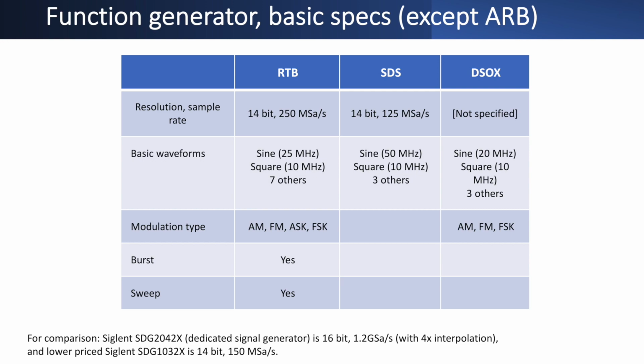The lower price Siglent SDG1032X that I also showed earlier in the video is 14 bits, so that's more comparable to your oscilloscopes here, and has a 150 megasamples per second sample rate. So in that sense, the oscilloscopes are not terribly different from the lower price Siglent signal generator, if we merely look at things like resolution and sample rate.